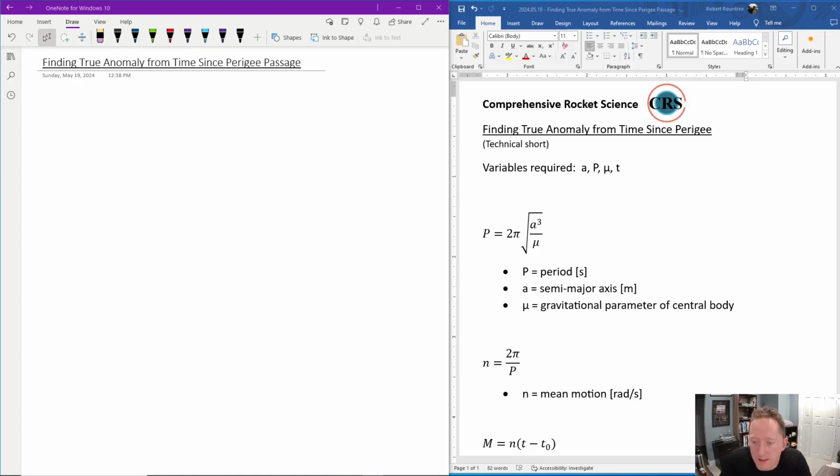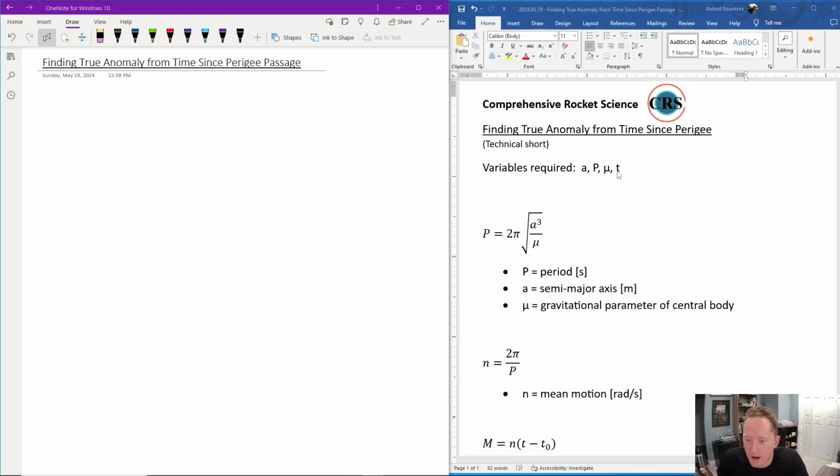All right, so let's dive right into it. As discussed, today we're going to be finding our true anomaly from our time since perigee passage. Now, if you look here on the right-hand side of the screen, you can see the variables required for this are going to be your semimajor axis, your period, the gravitational parameter of your central body, that's mu, and the time since perigee passage, obviously.